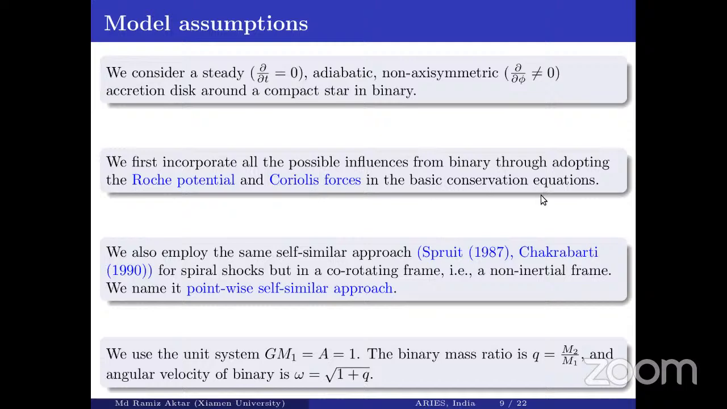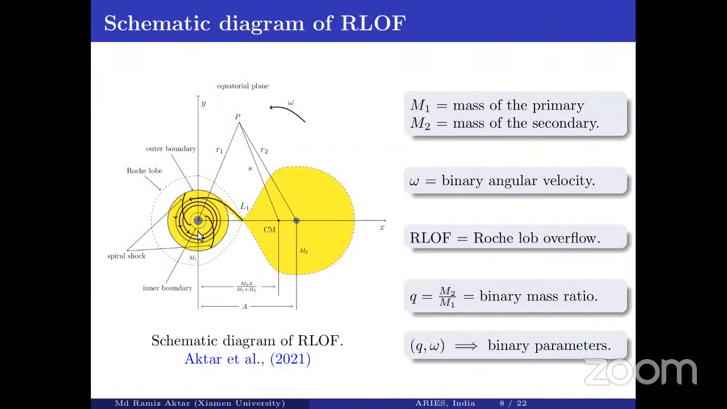For the solution, we adopt the self-similar approach already proposed by Scoot 1987 and Chakraborty 1990. In this calculation, we consider the rotating frame. We apply this self-similar approach point-wise, meaning in the radial variation, so we name it the point-wise self-similar approach. Here we also use a unit system where capital A is the separation of the two stars, the primary and the secondary.